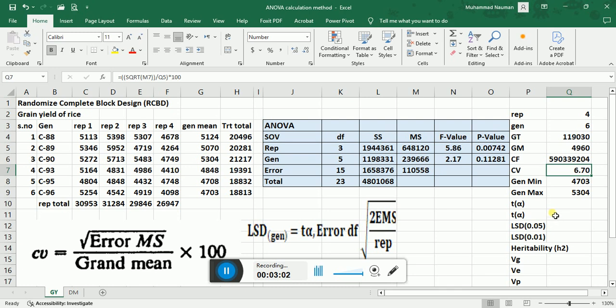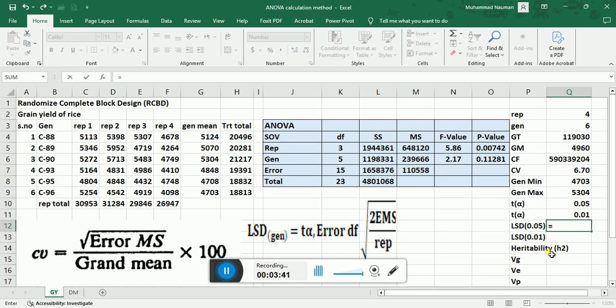Now we will calculate the least significant difference. First we will mention the probability levels at 5% and 1%. Type here 0.05 in order to calculate LSD at 5% probability level. Now enter the 0.01, 1% probability level. Now we will enter the formula according to this.